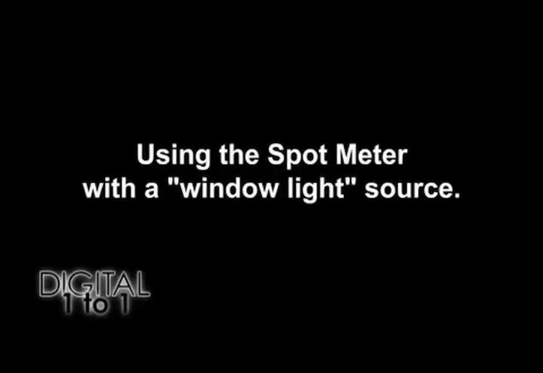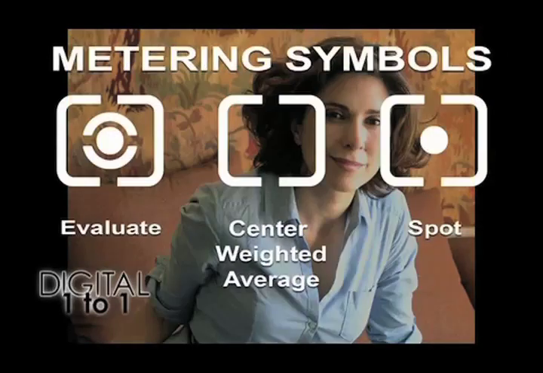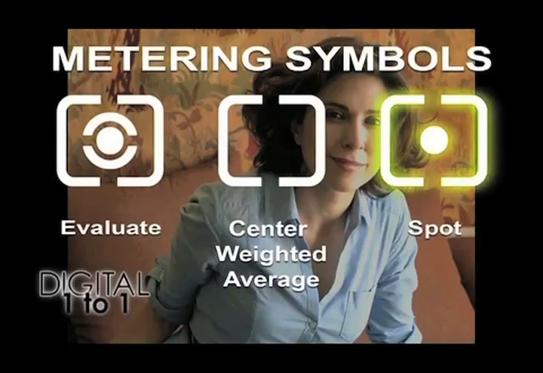Using our spot meter with a window light source. The spot meter is a feature offered on most digital cameras today and found within our meter settings. And it's this spot meter setting that we will concentrate on in our next set of samples.